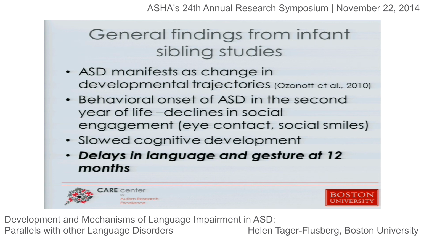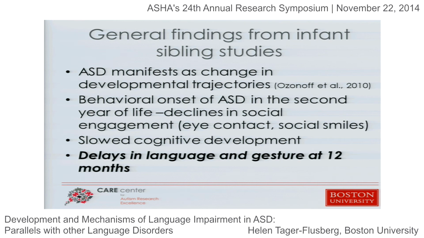The same is true for social smiles, and vocalizations don't show the increases that are expected. We see slowed cognitive development and especially delays in language and gesture at 12 months, but also patterns of unusual vocalizations even before that at 9 months when we look at babbling for those groups that are actually seeing babies somewhere between 6 and 12 months.